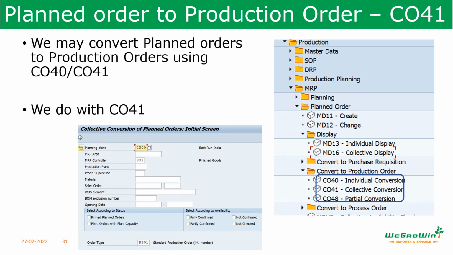For example, we can select based on MRP controller, or based on material, or based on sales order, or we can select the orders which are firmed planned orders, or the orders where the material availability is fully confirmed. Those kinds of orders we can select and convert.